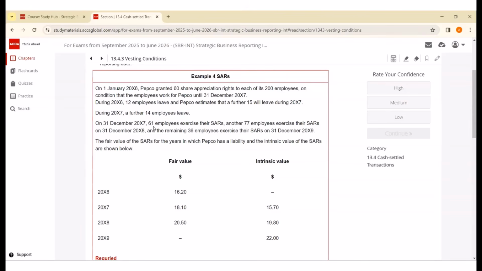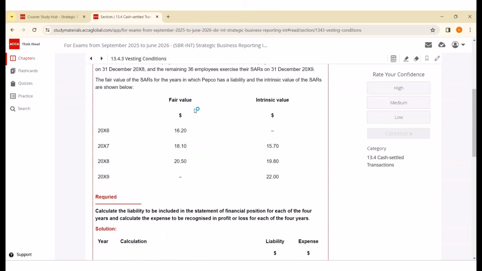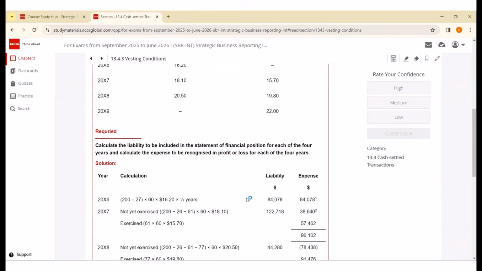Then on 31st December 2007, 61 employees exercise their SARs. Another 77 employees exercise their SARs 1 year later, which is at 31st December 2008. And the remaining do it on 31st December 2009. Now, because we are dealing with cash settled share-based payment transactions, here the situation is different. Here we have to calculate the value of our liability based on the fair value of the share appreciation rights at every year end. So let's begin with this. We have the fair values available and we have the intrinsic values also available. Let's start with the working.